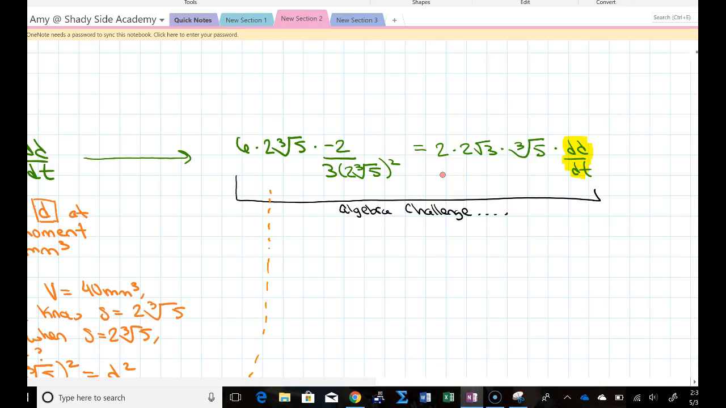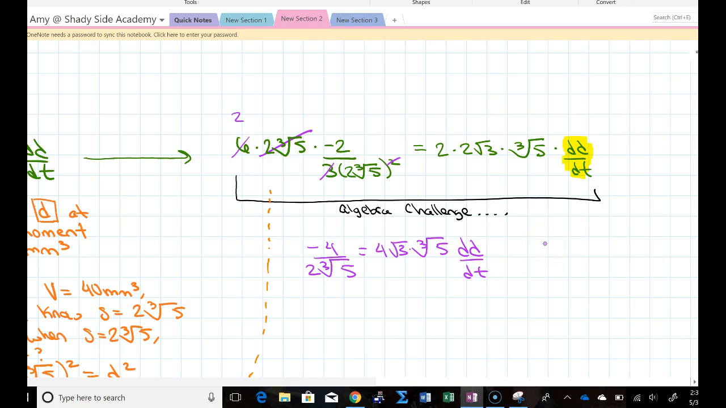All right, I'm going to take the challenge with you, or you can stop me and see who wins. I'm going to work over here first. Let's see. 6 and 3, 1 and 2. 2 cube root of 5 squared, 1, 2 cube root of 5, gone and gone. On the left-hand side I've got 2 times -2, right? Yeah, -4 over 2 cube root of 5 equals, 2 times 2 is 4, 4 times square root of 3 times cube root of 5 dd by dt.